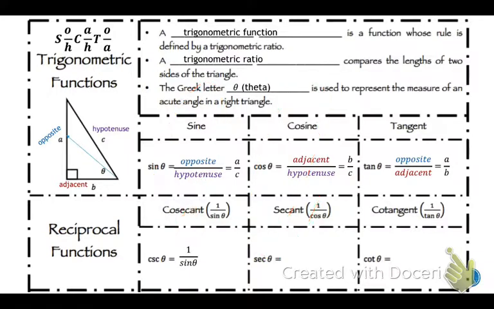Cosecant is 1 over sine, which is really just sine flipped. That's the same thing as hypotenuse over opposite, which would be C over A. Secant's the opposite of cosine, which would be hypotenuse over adjacent, which is C over B. Cotangent, opposite of tangent, adjacent over opposite, which is B over A.